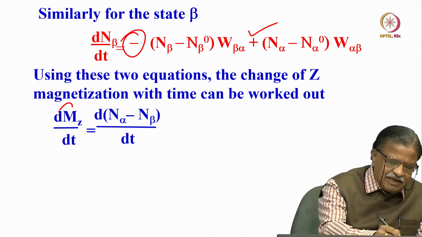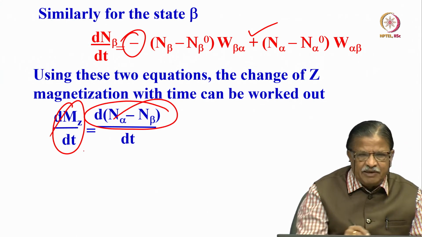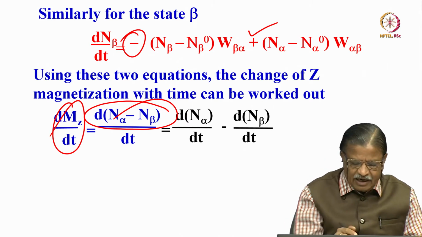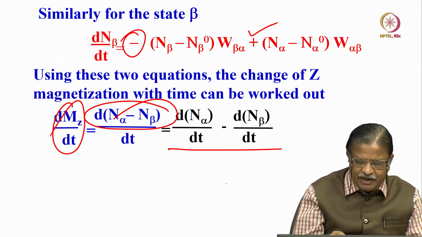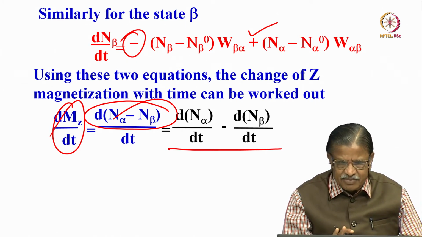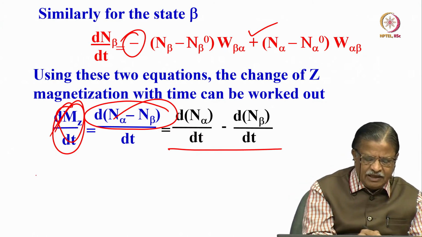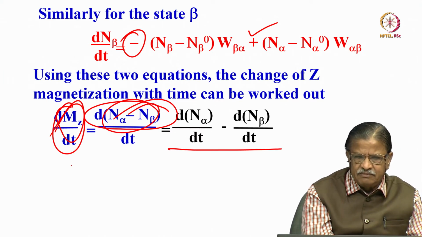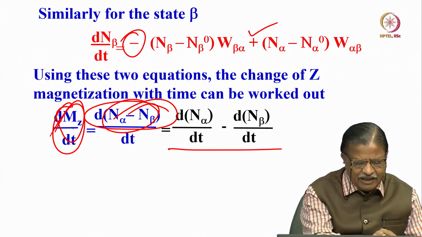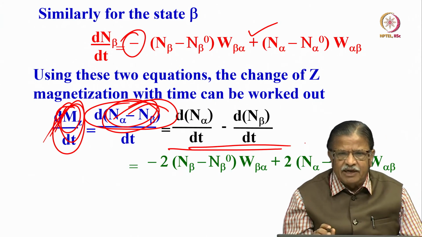We work out what dMz by dt is. dMz by dt is nothing but d of (n alpha minus n beta) by dt, the change in the population difference between the two states. Now you can expand it like this: dn alpha by dt minus dn beta by dt. There is no doubt about it. It is very simple. I took the equilibrium magnetization, which is the difference of the spin populations, then considered the change of z magnetization, and found the rate of change of Mz. We substituted this and just expanded it.